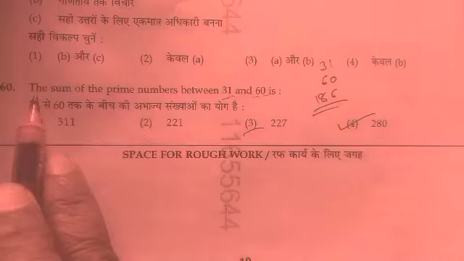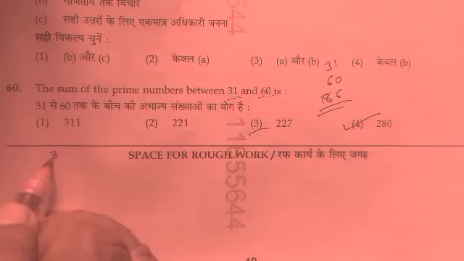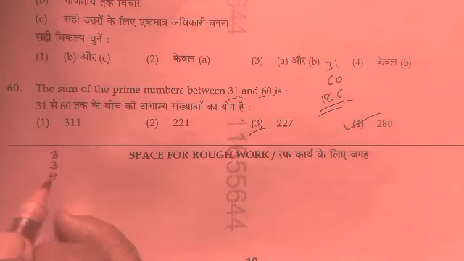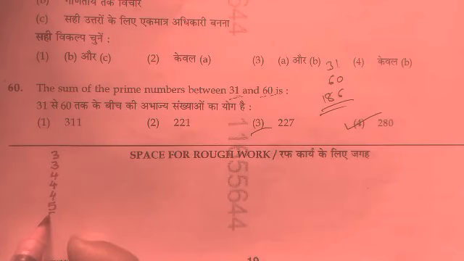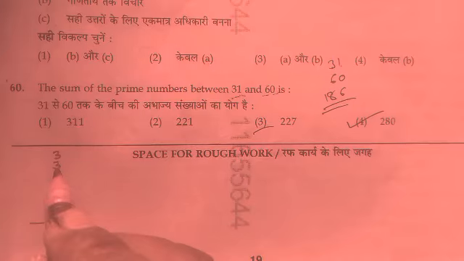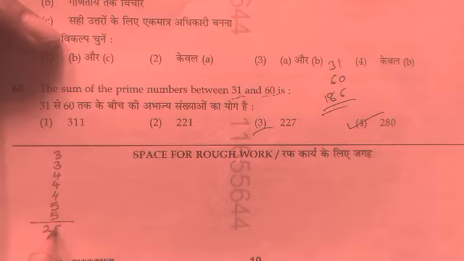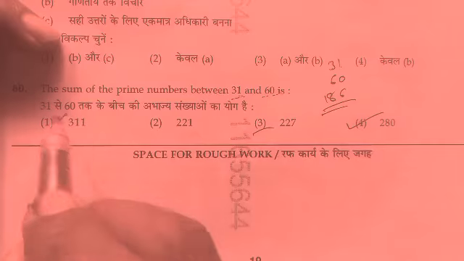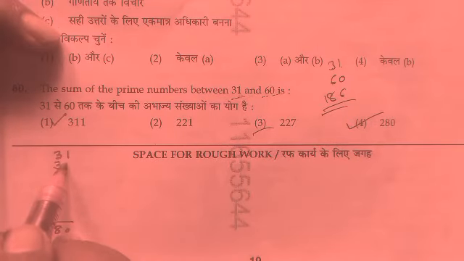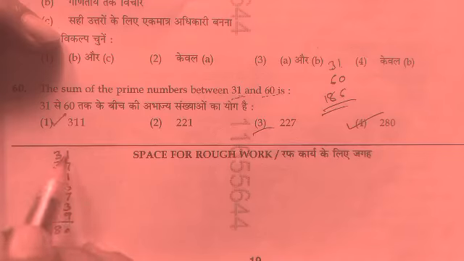Question number 60. The sum of prime numbers between 31 and 60: 31, 37, 41, 43, 47, 53 and 59. Adding them gives 311.